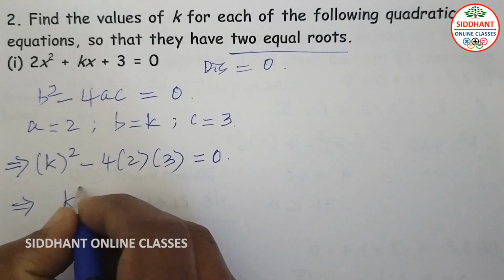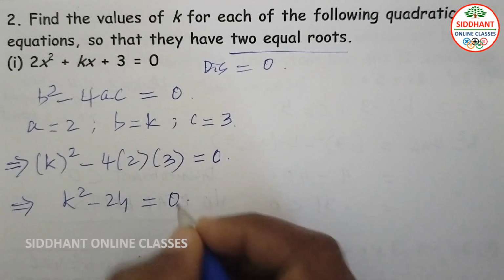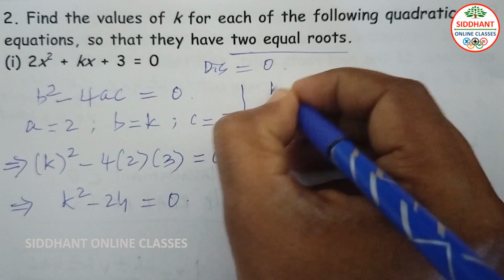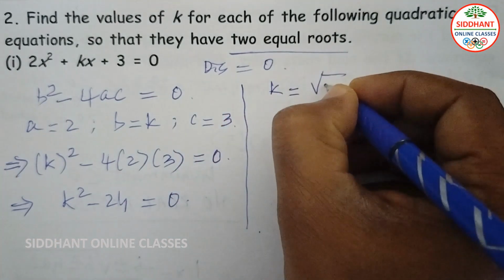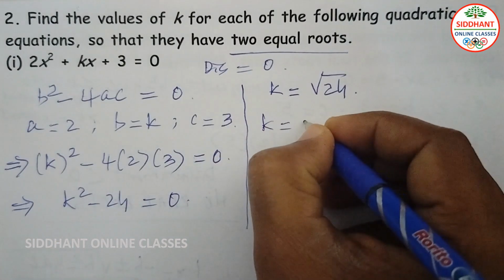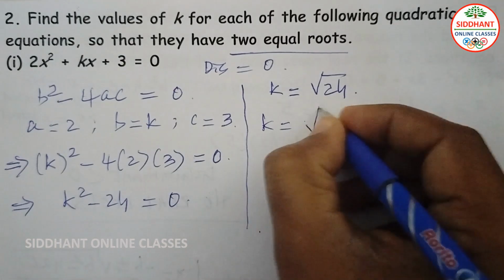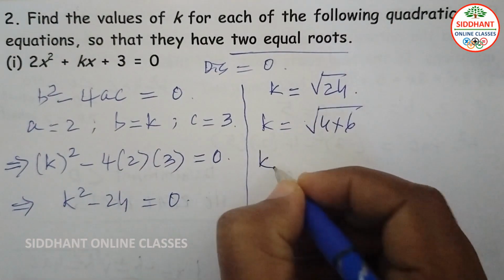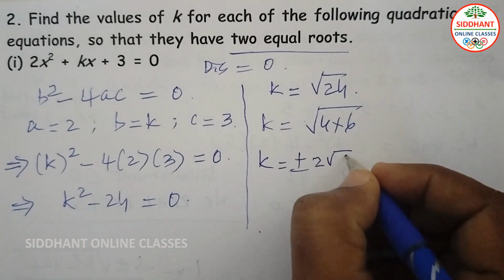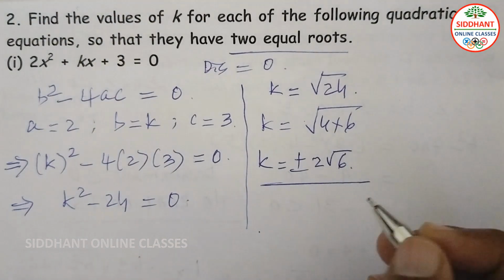So k² − 24 = 0. So k = √24. So k here, 24 can be written as 4 × 6 root. So k = ± 2√6. So this will be the answer.